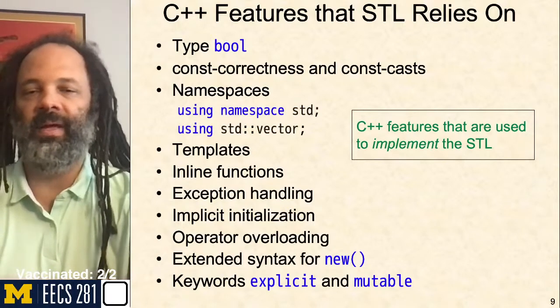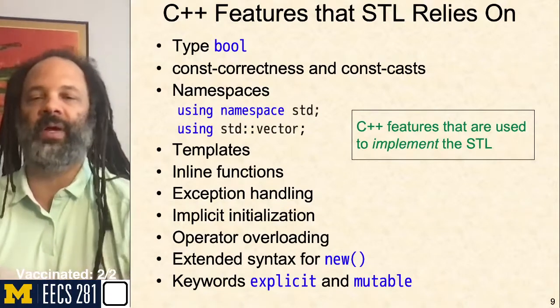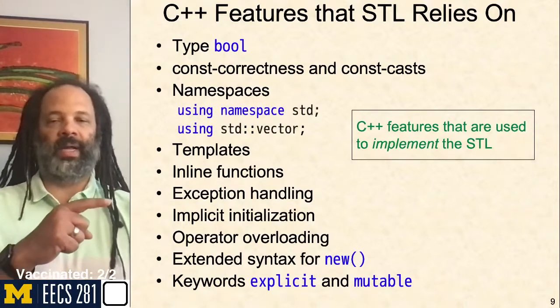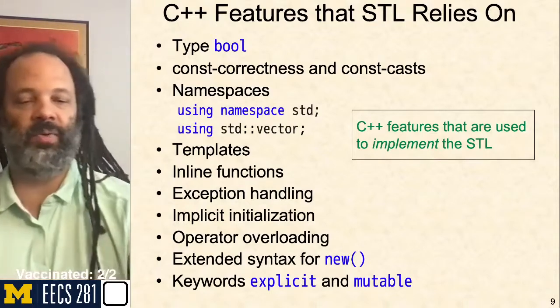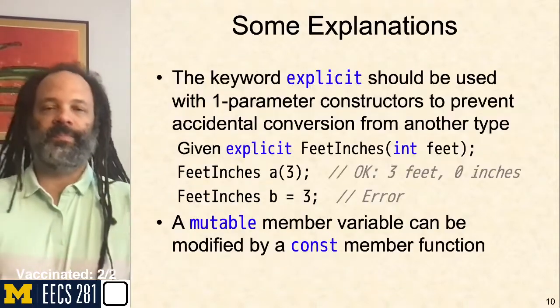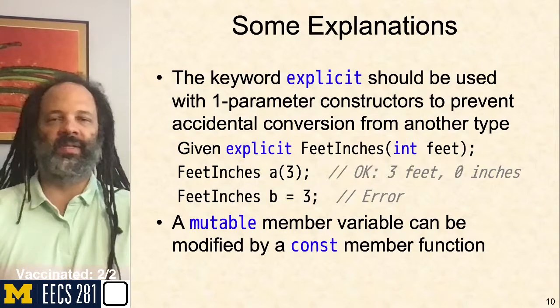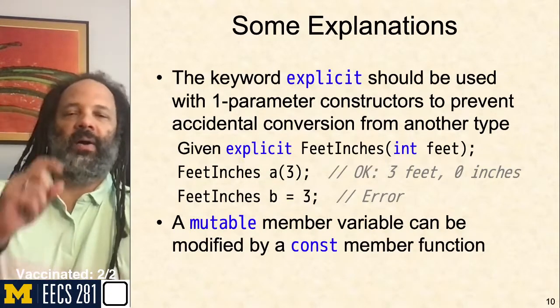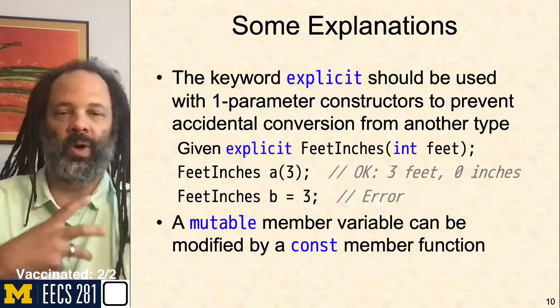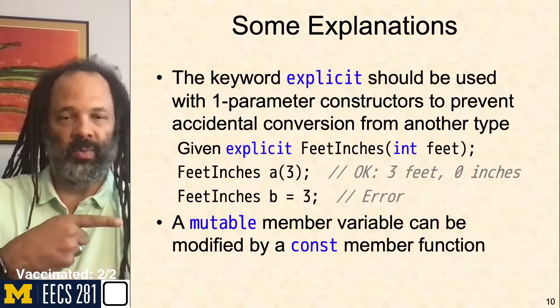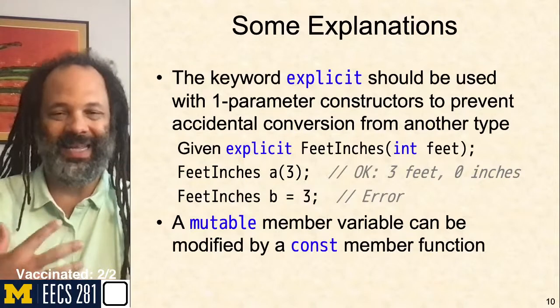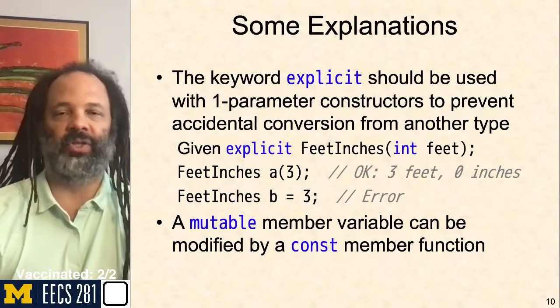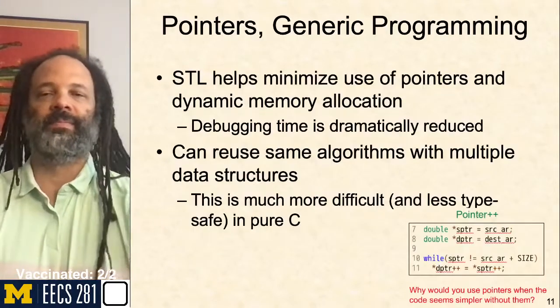Learn about them. If you don't understand them, we don't have to go into a whole lot about exception handling, but it is available to us using the STL. This is some explanation, of course, about explicit and mutable. I just covered that about how the keyword explicit should be used with one parameter constructors, and a mutable member variable can be modified even by a const member function. So that's great.